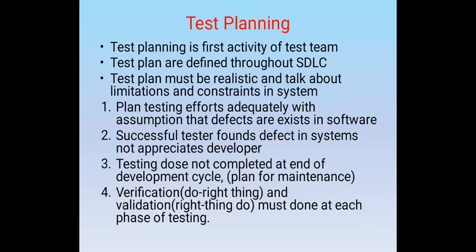Plan testing efforts adequately with the assumption that defects exist in the software. Suppose all software products have defects, test planning should know the number of defects it intends to find by executing the given plan, and that plan should cover all the iterations required for software testing to give the confidence required by a customer and to give a proper product to him.